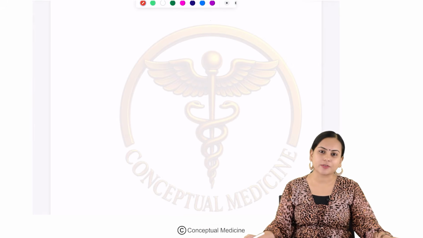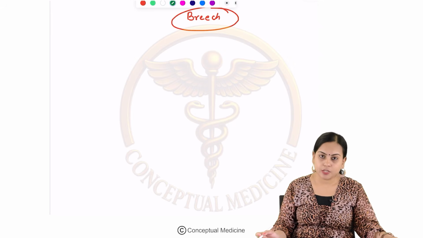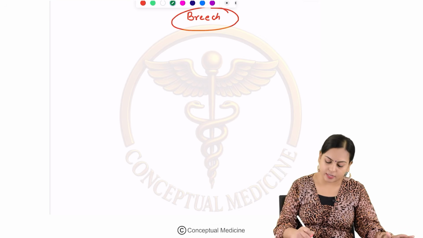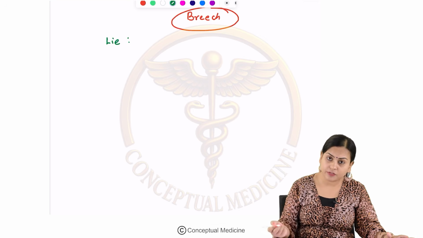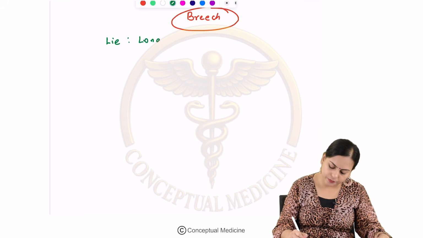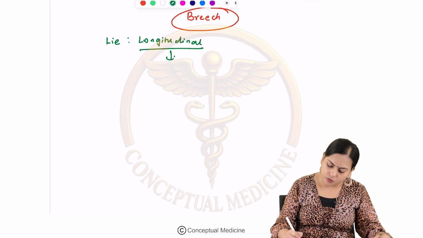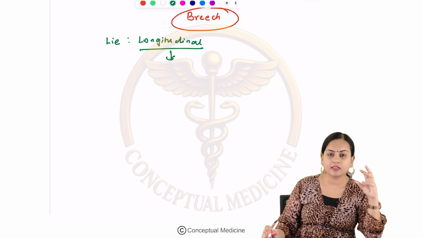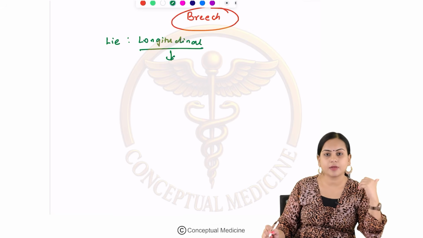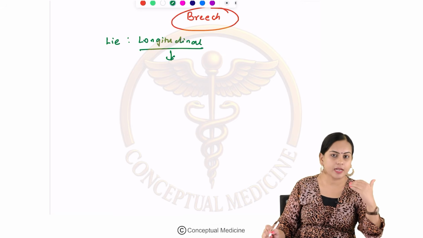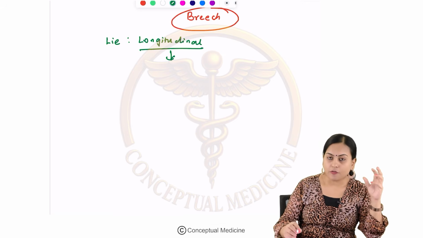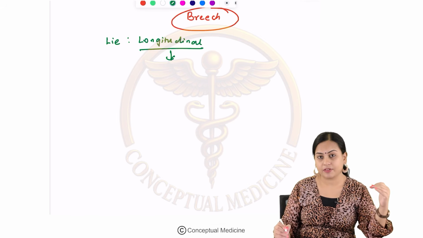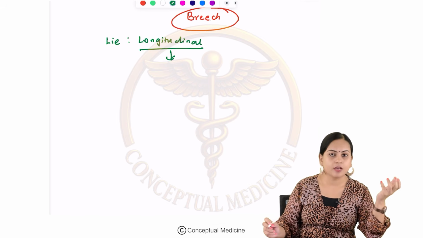In this video, we are going to discuss breech. In breech presentation, you have to understand that the lie of the fetus is longitudinal. When longitudinal, the baby can present in two ways: either the fetal head enters the pelvis first, or the fetal buttocks enter the pelvis first. When the fetal buttocks enters the pelvis first, it is known as breech.